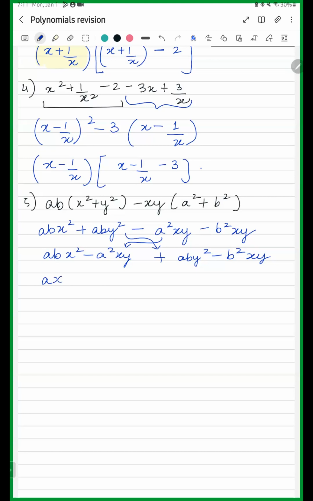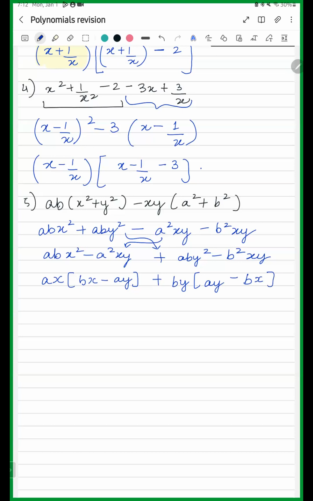Yeah. So you can take A X bracket B X minus A Y, plus here you can take B Y as common: B Y bracket A Y minus B X.